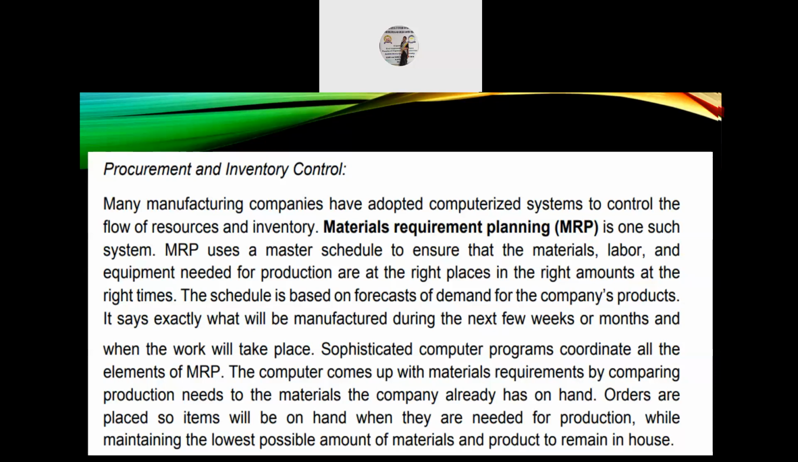The schedule is based on forecasts of demand for the company's products. It says exactly what will be manufactured during the next few weeks or months and when the work will take place. Sophisticated computer programs coordinate all the elements of MRP, that is materials requirement planning. The computer comes up with materials required by comparing production needs to the materials the company already has on hand. So orders are placed so items will be on hand when they are needed for production, while maintaining the lowest possible amount of materials and product to remain in-house.